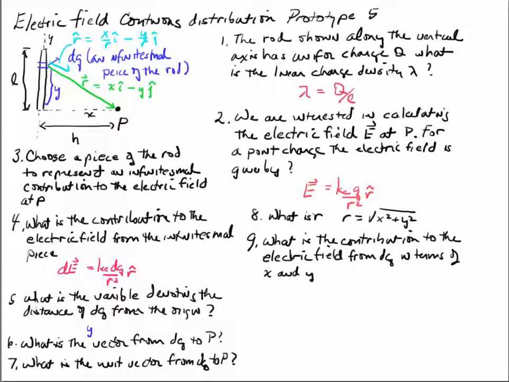Now, what is the contribution to the electric field from dq in terms of x and y? Well, that's given by dE equal to k dq over x squared plus y squared, there's your r squared term, times the unit vector representing r hat.